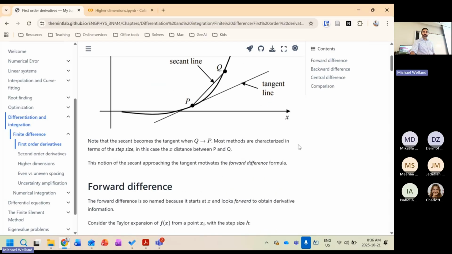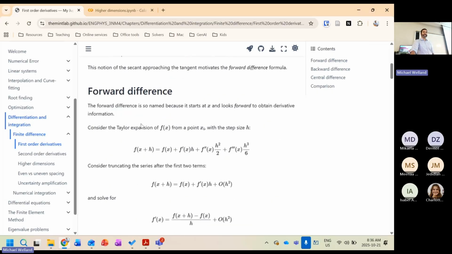Yeah. So this whole approach kind of motivates the forward difference formula. And the idea here is that we're going to start off at our point and we're going to look forward, literally forward, and then backwards, and then there's going to be a central. We touched on central a little bit when we were talking about, what was it? Subtractive cancellation, I think, but we're going to circle back to that one now.